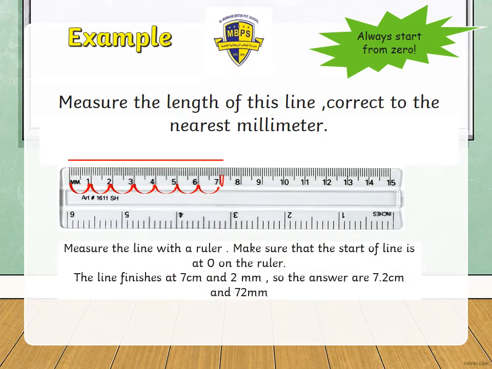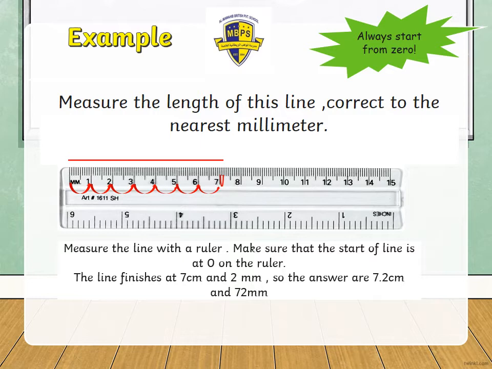Measure the line with a ruler. Make sure that the start of the line is at 0 on the ruler. The line finished at 7 centimeters and 2 millimeters. So the answer is 7.2 centimeters, or I can say it's 72 millimeters.